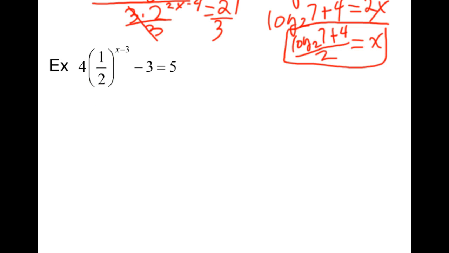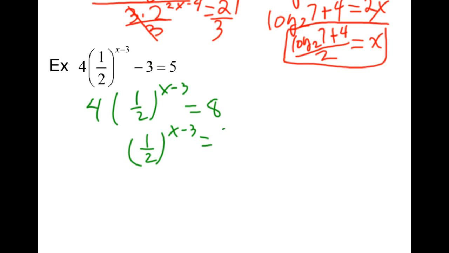Ready? On this one, what would I do first? You would add 3, so I get 4 times (1/2) to the x minus 3 equals 8. Then divide by 4, so I get (1/2) to the x minus 3 equals 2. Then what? Then log base 1/2 of 2 is equal to x minus 3.